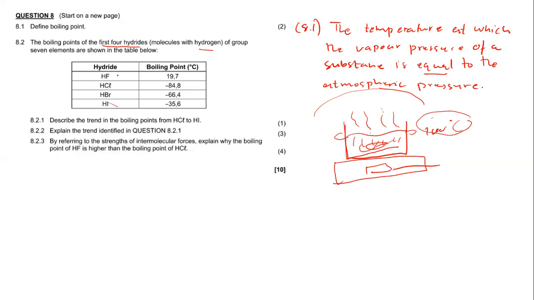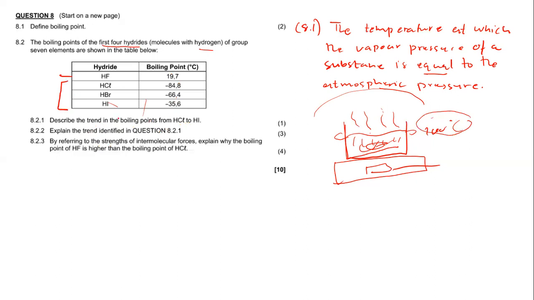So now, here the hydrides are 4, and they have different boiling points, meaning HF will boil at this temperature, HCl will boil at this temperature, HBr will start to boil at this temperature. Okay, fine. Now, 8.2.1, it reads as follows. They say to us, describe the trend in the boiling points from HCl to HI. They eliminated HF because HF loses the trend. So that means we're going to focus from HCl to HI.